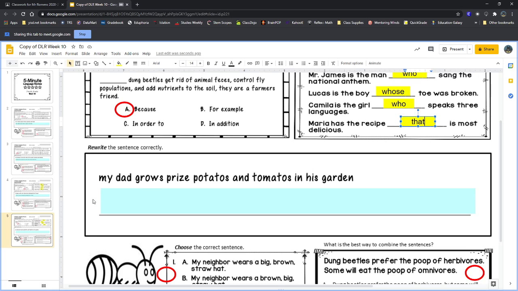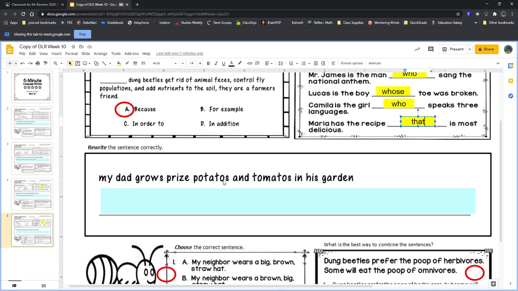What else? What's another mistake that I can see that they still have in this sentence? Kylie? In potatoes and tomatoes, in between the O and S, put an E. Okay, so to spell potatoes and tomatoes correctly, I need to put an E between the O and the S when I make it plural.